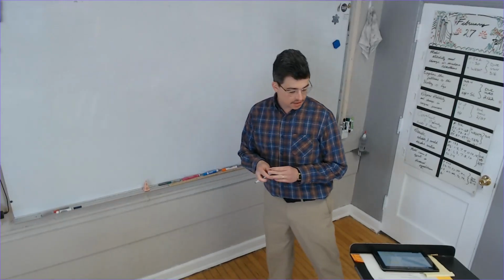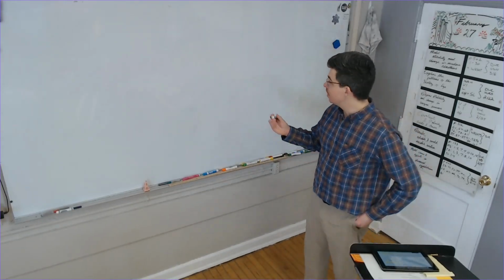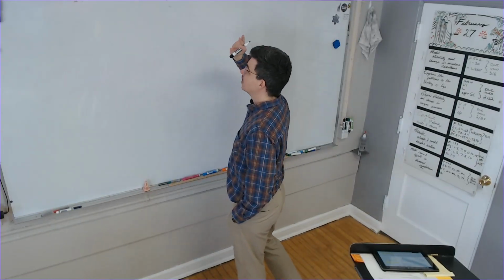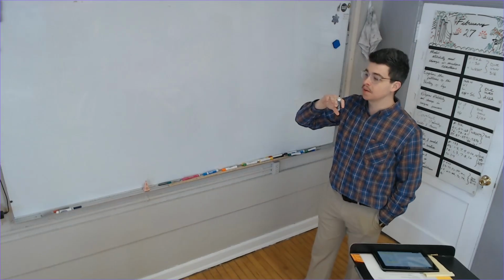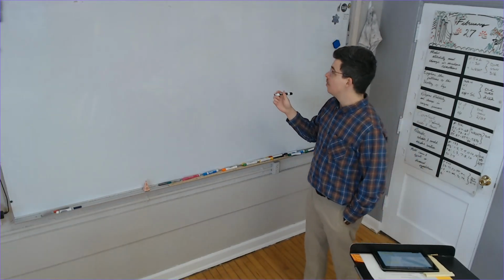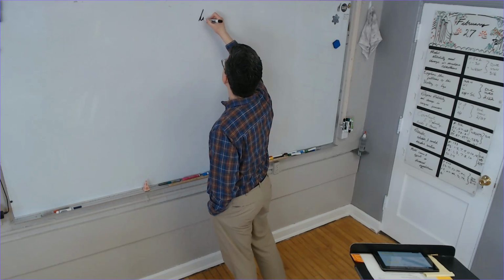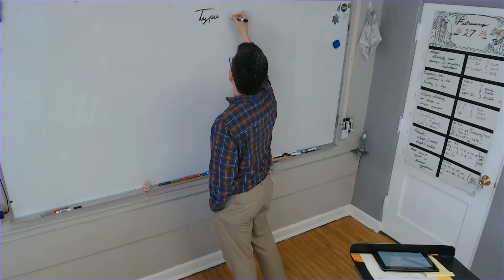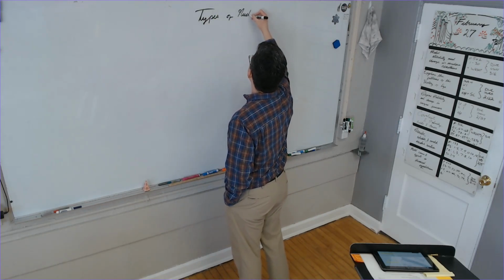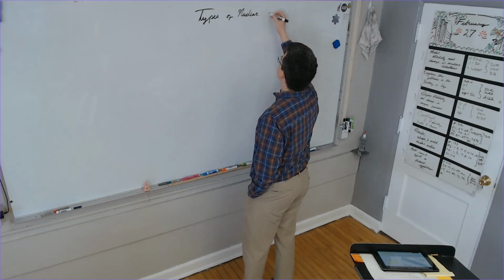Okay, physical science time. Today, since you've already watched the video about the concepts of the chapter, we're going to do a very brief video about the types of nuclear radiation, and we're going to do the little bit of math that goes along with them.